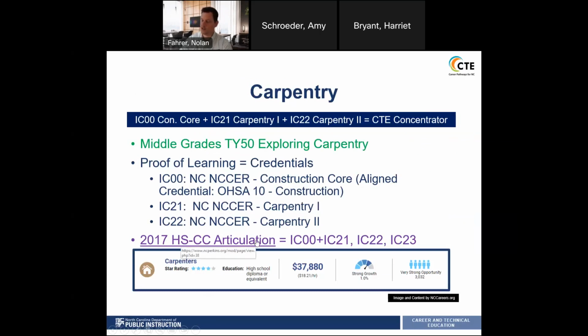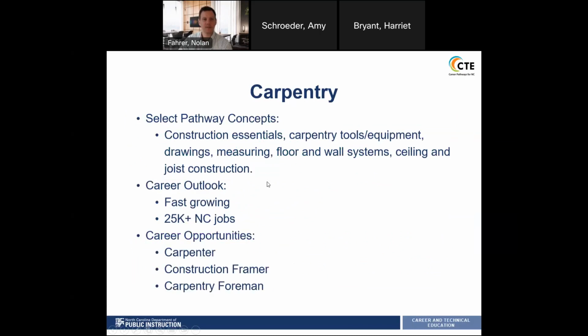There's also an articulation agreement in place so that students can really get more bang for their buck. In a sense, they're able to hit some of the community college standards while they're doing high school, which is awesome. There is strong growth in this area. And the good thing is with some of the opportunities, they can get right into those careers with some of these credentials. It fuels that.